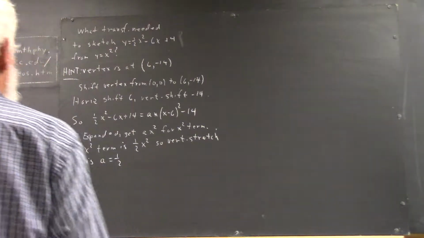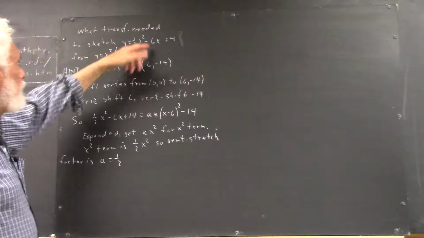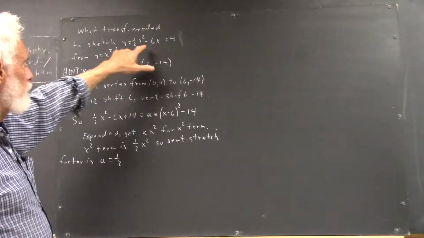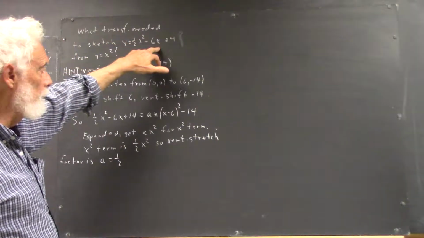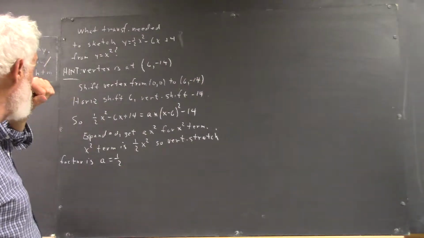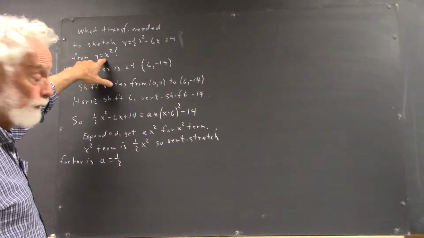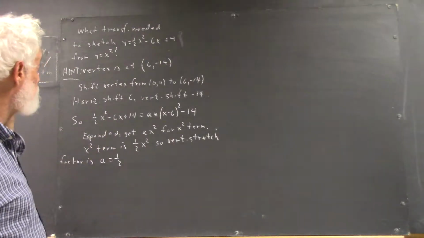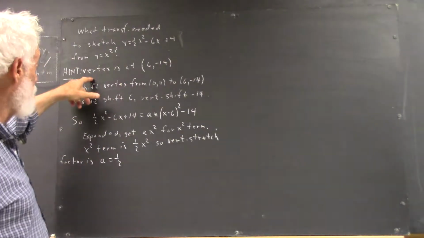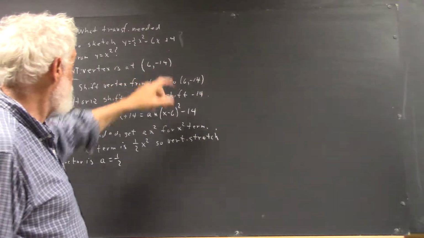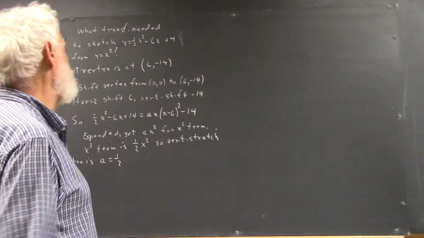Okay, we ask what transformations are needed to sketch the function y equals 1/2 x squared minus 6x plus 4, starting with your basic y equals x squared function. Well, I'll give you a hint. I say the vertex is at (6, -14). Now let's see how I found that.